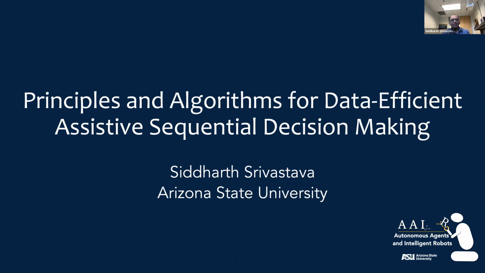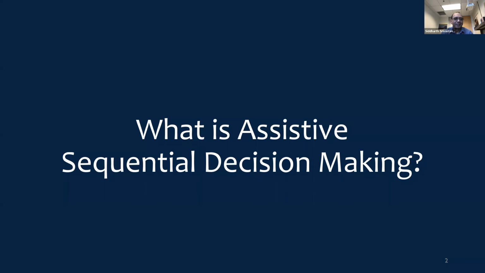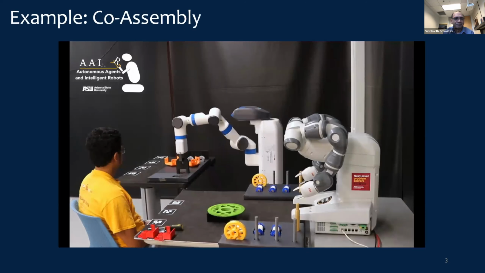So I'm going to be talking about assistive sequential decision making. The obvious question I want to start with is, what is assistive sequential decision making? Anyway, we don't have a community-agreed definition for assistive sequential decision making, so what I'm going to do instead is show you by example.